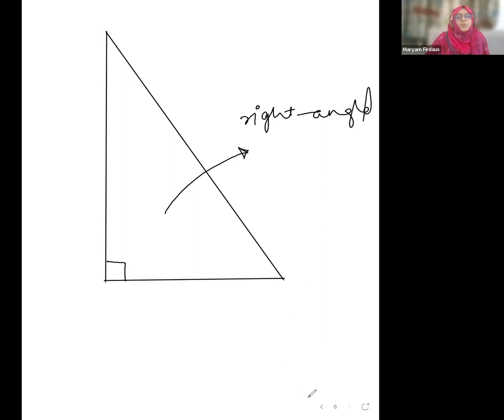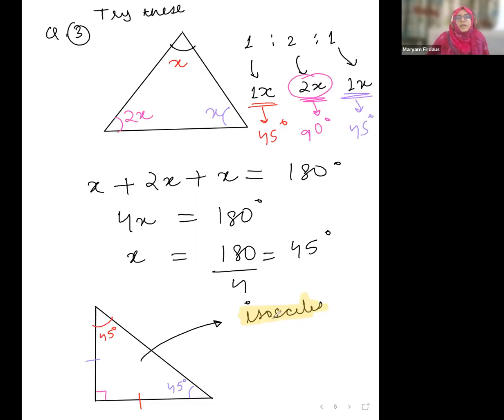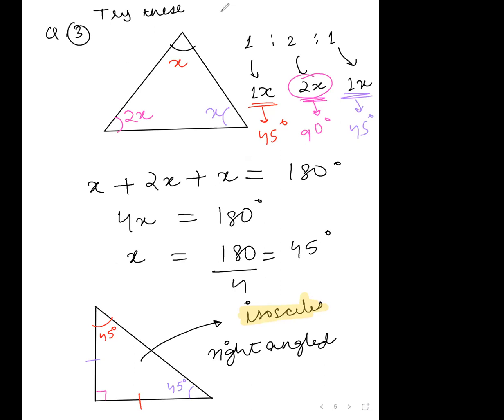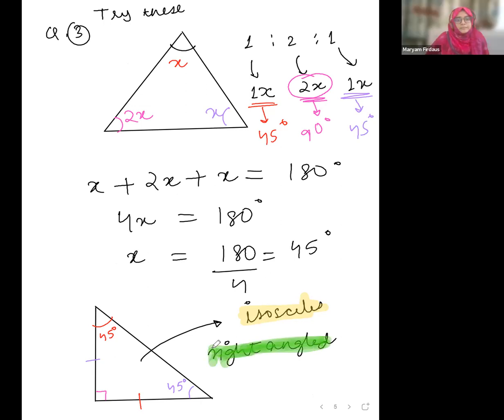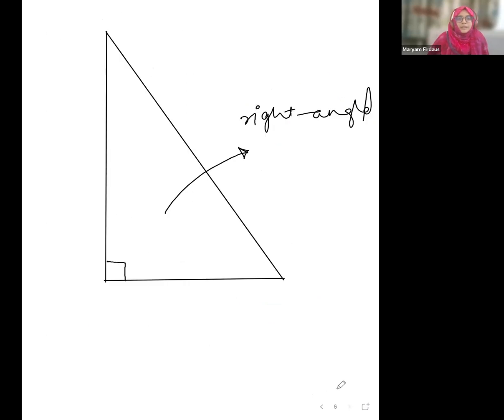So what are the two ways in which you can classify this triangle? Isosceles triangle and right angle. Okay, good. Clear? Yeah. All right. Now let's do this next one. Think, discuss, and write. Can you read out the first part?